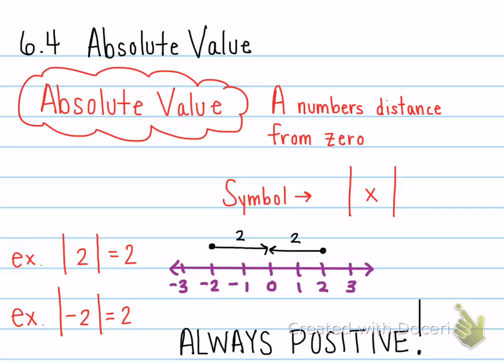So what's going to happen is you're going to get problems where you have to find the absolute value before you can solve it. So it might say compare the absolute value of negative 6 and 3. So normally, negative 6 is smaller than 3 because it's a negative number and 3 is a positive number. But before you can actually compare these numbers, you have to find the absolute value.